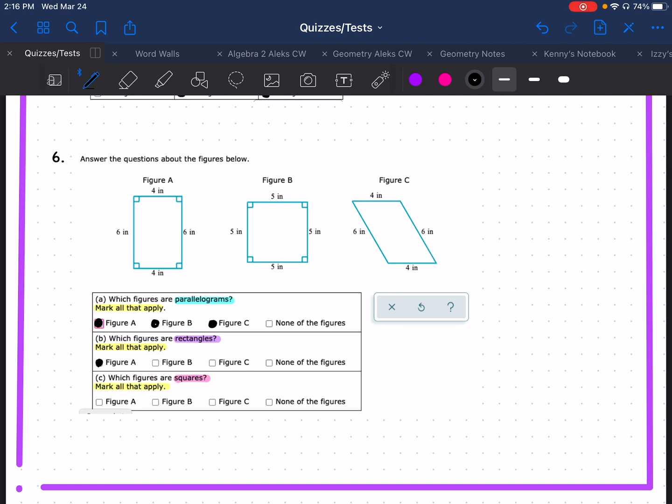But take a look at figure B. Figure B has four congruent sides. That means this side is equal to this side, and this side is equal to this side. Technically, they are all the same, which makes figure B a square. But remember, a square is a special type of rectangle, so I need to also say that figure B is a rectangle. I've already answered question C. The only one that is a square is figure B because it's the only one with the four right angles and the four congruent sides.